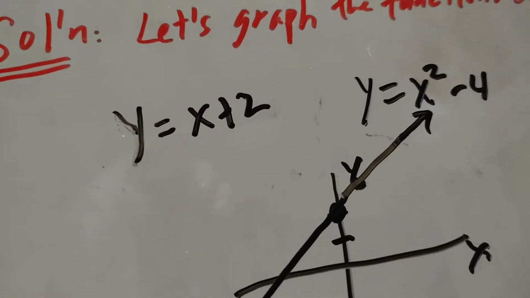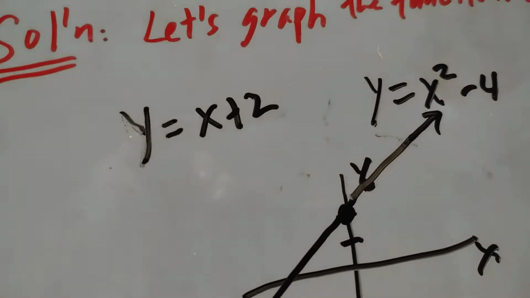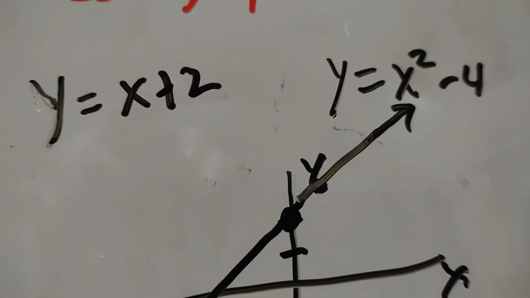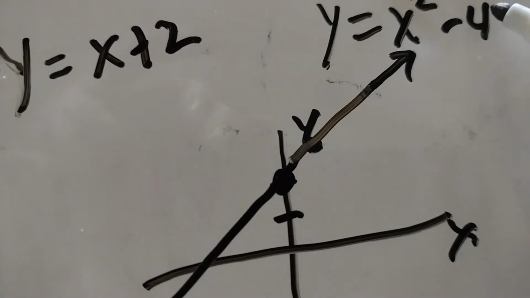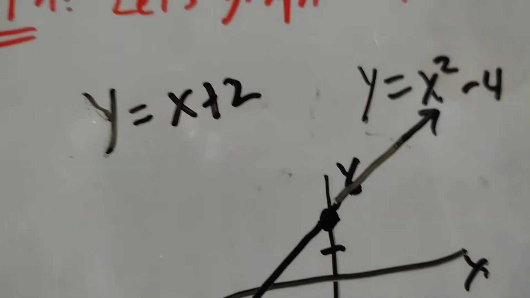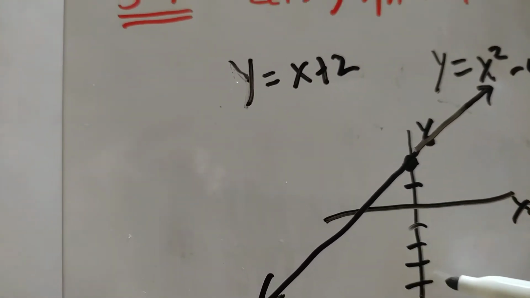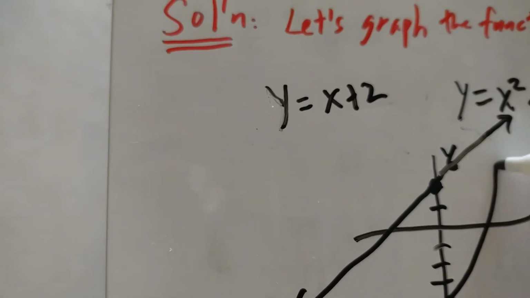And now for the parabola, I know y equals x squared is just going to be right at the origin, the vertex. But this minus 4 means that we're going to drop the parabola 4 units down. It's a vertical shift down. So go down 4 units. 1, 2, 3, 4. And then we draw our parabola.